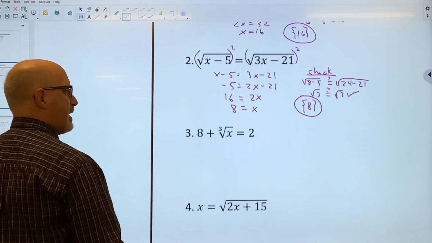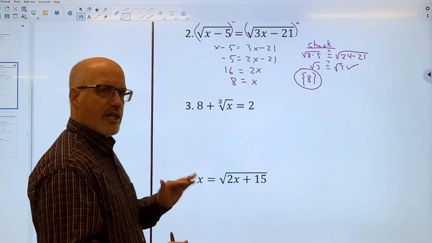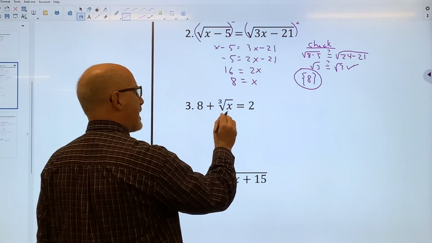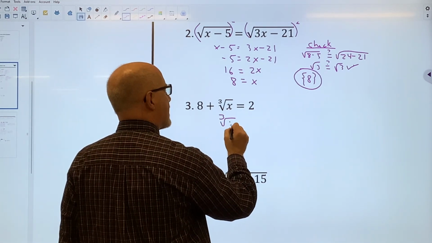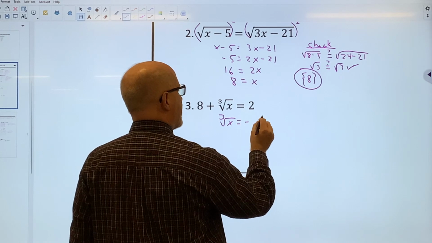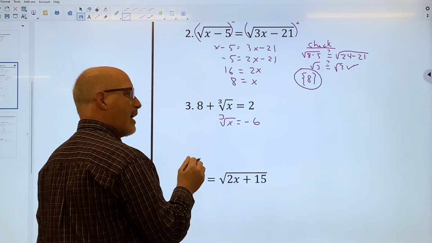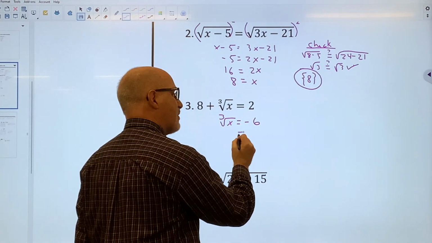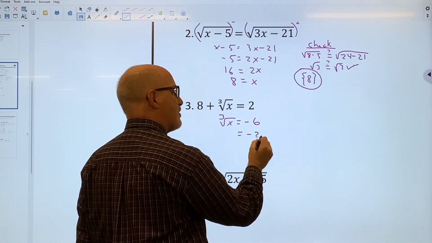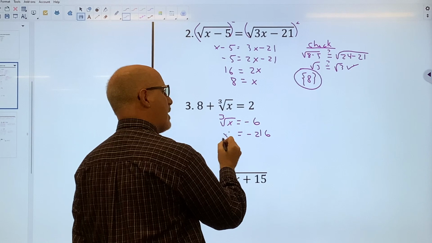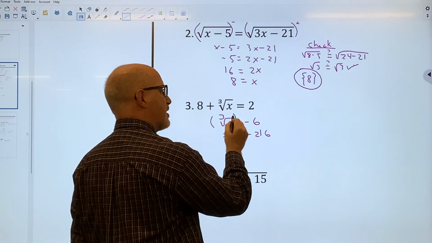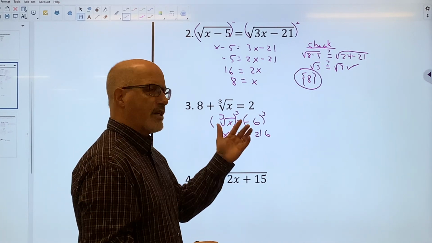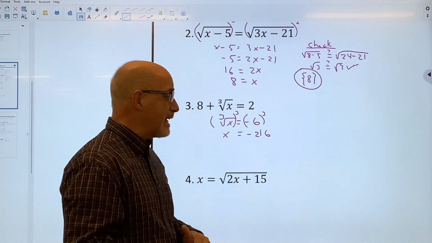It's an odd index, so I'm not necessarily going to have to check. I'm going to do it just for good form to see if I did my work right. Let's subtract 8 from both sides. So the cube root of x is equal to negative 6 in this case. Now, I can cube a negative, and it gets me a negative. If you cube negative 6, you get negative 216. If you cube this side, it just gets rid of the cube root. Make sure when you cube this here, you recognize that you can get a negative.